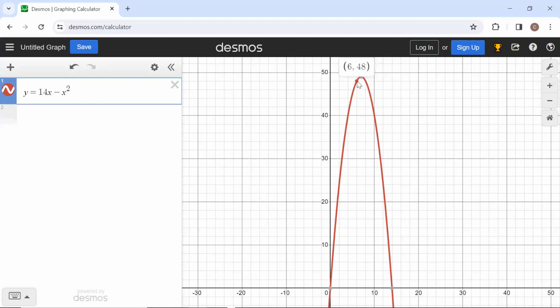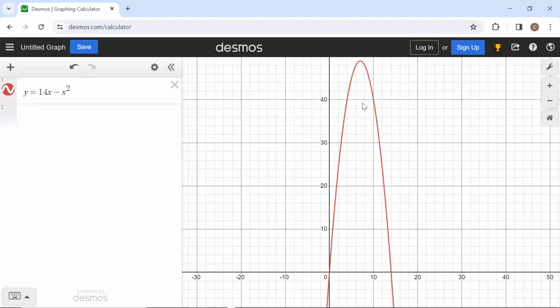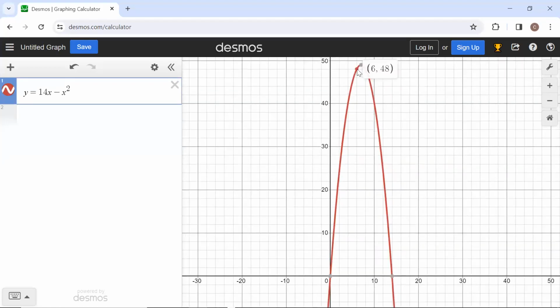Okay, k is 6. So if k is 6, that means the x coordinate of A is 6. Then the x coordinate of B will be 12. So where is 12? 12 will be over here. See, so when it's 6, the y coordinate is 48. But when it's 12, over here.